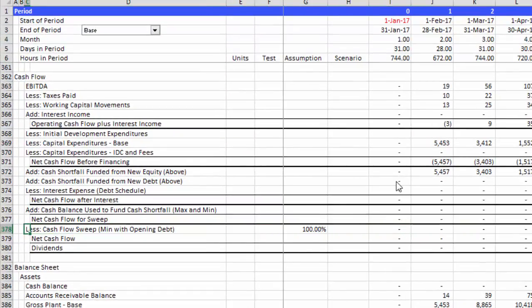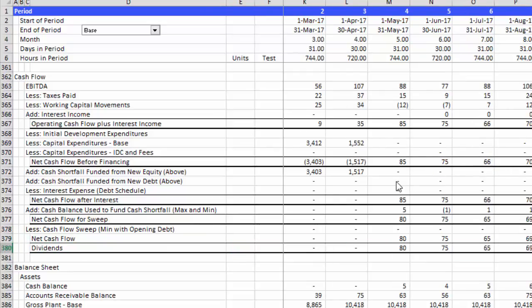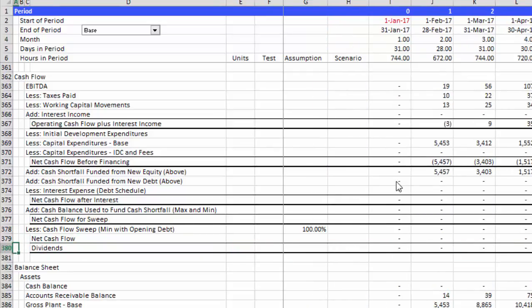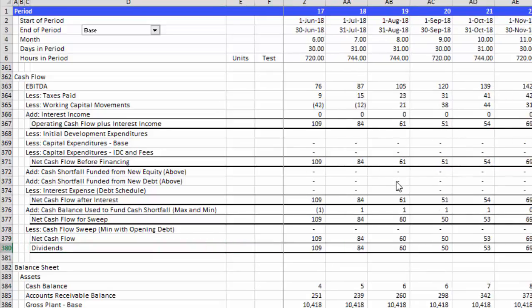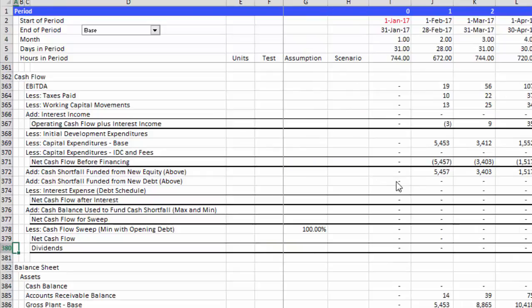So I'm going to use another minimum statement. And finally, have some dividends. Now, there was no debt in here, so any cash flow gets to be paid out as dividends.